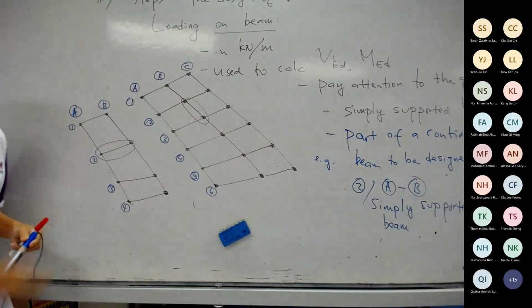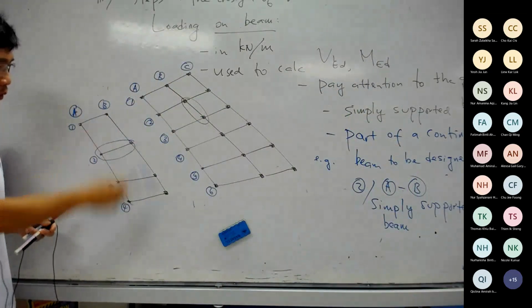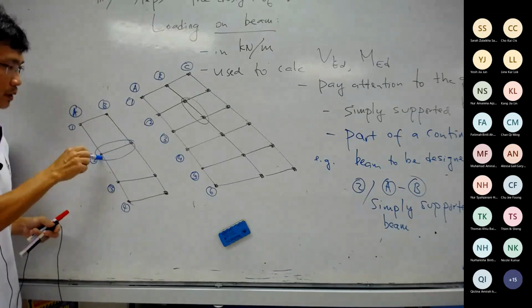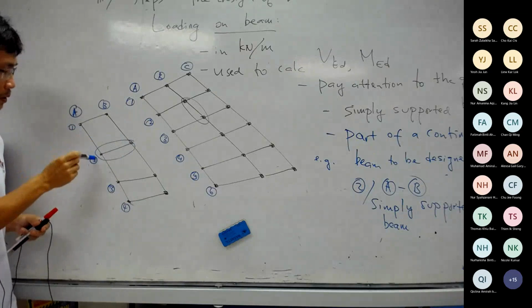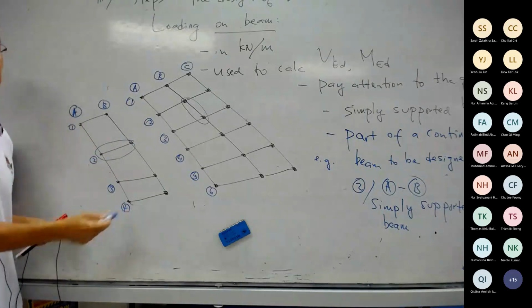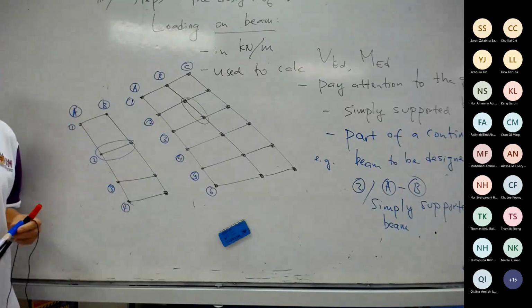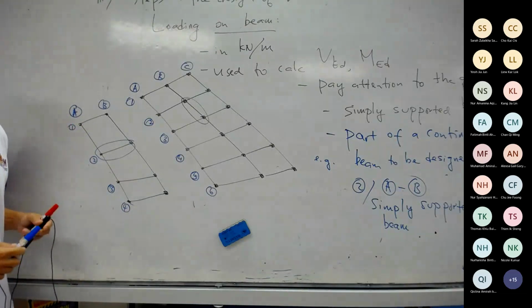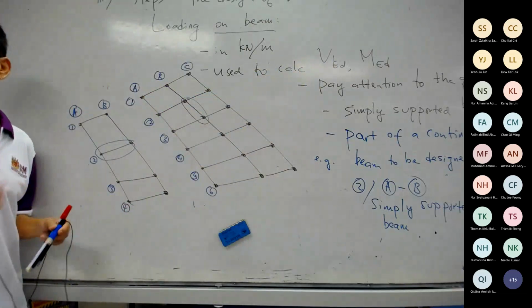So look at the questions. Which one is being specifically asked you to design? If the drawing given is like this, then asks you to design this, then this is simply supported. If asked you to design this particular span of this continuous beam, then you have to treat this as one of the spans of the continuous beam, and the corresponding calculations for VED, MED will be different.